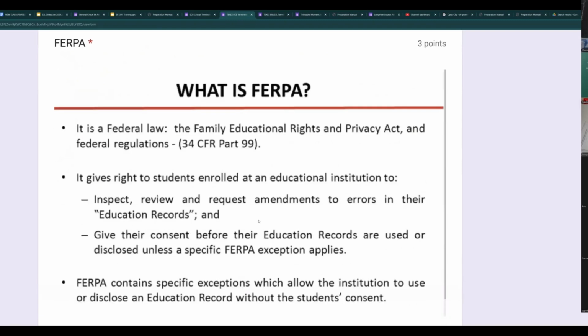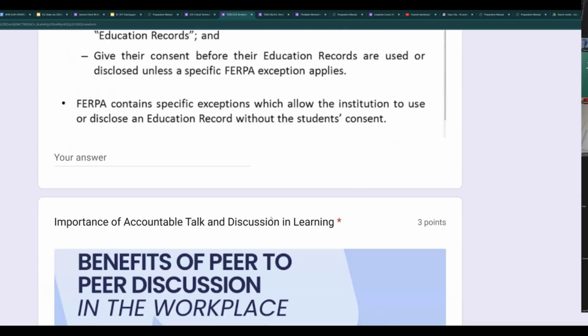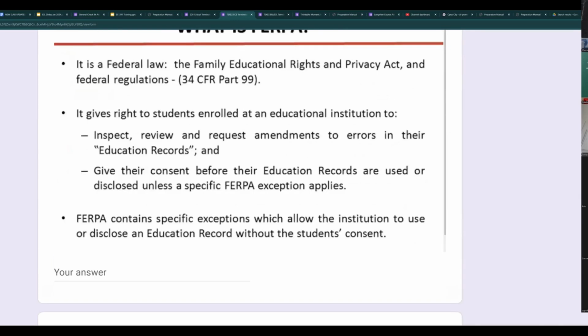FERPA, we talked about it yesterday. It is about the right to privacy. Names and student records are all private and they're protected by FERPA.